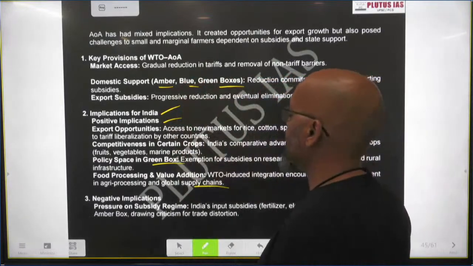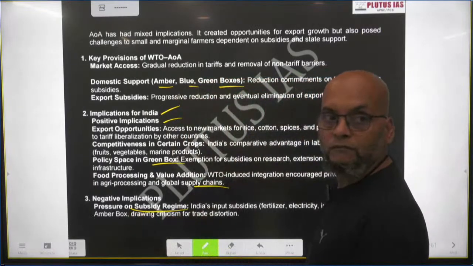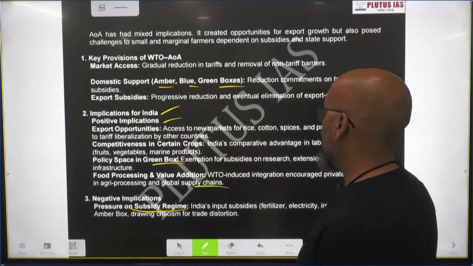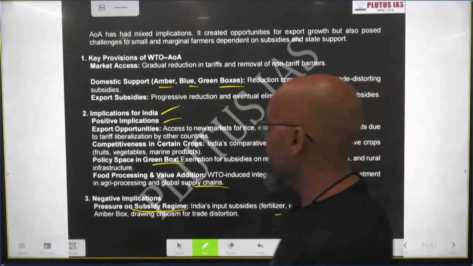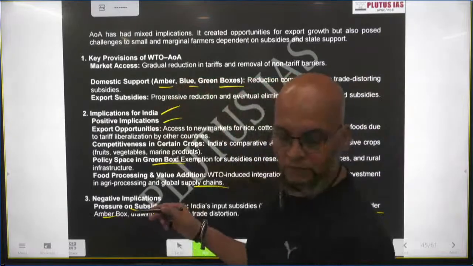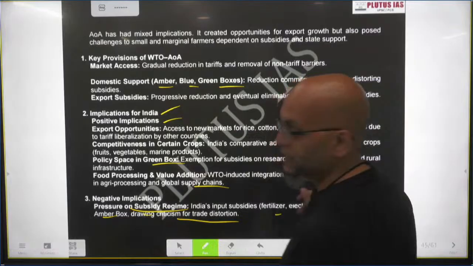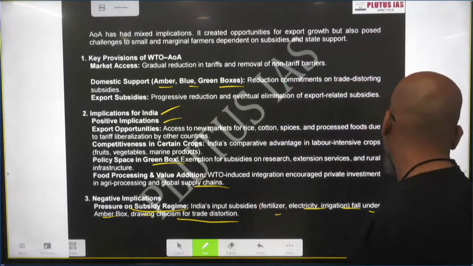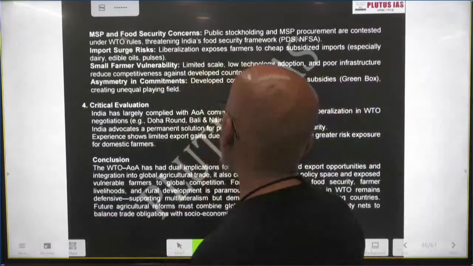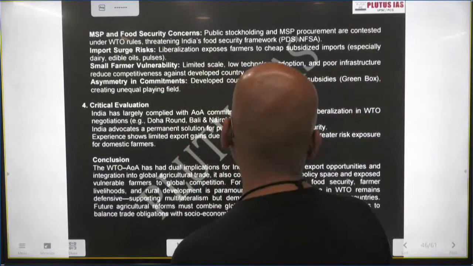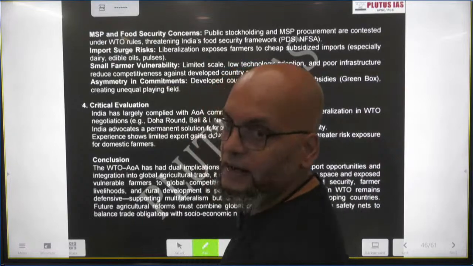Negative implication, pressure on subsidy regime, as I told you. India's input subsidies, fertilizer, electricity, irrigation fall under amber box, drawing criticism for trade distortion. Then MSP and food security concerns, public stock holding and MSP procurement are contested under WTO rules. As I said, MSP cannot be given.